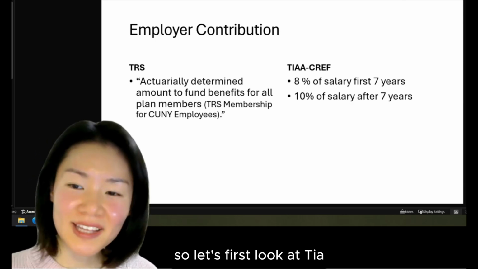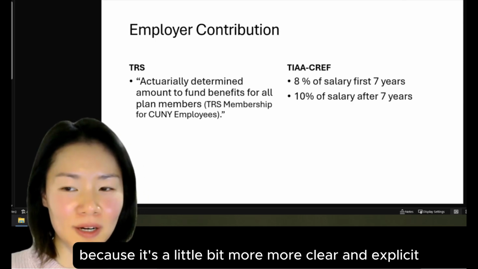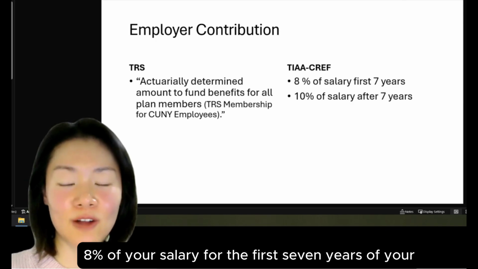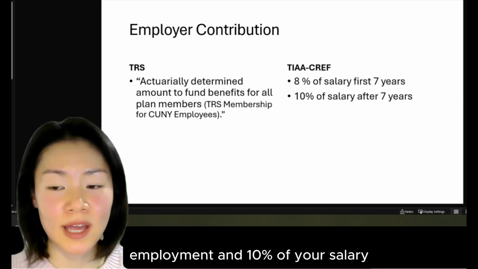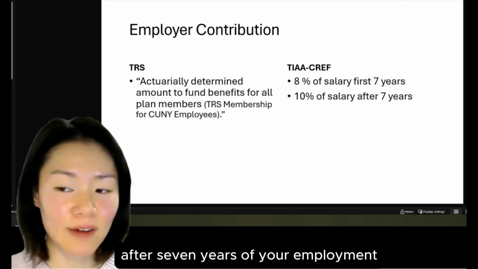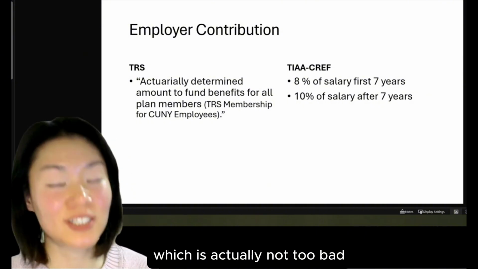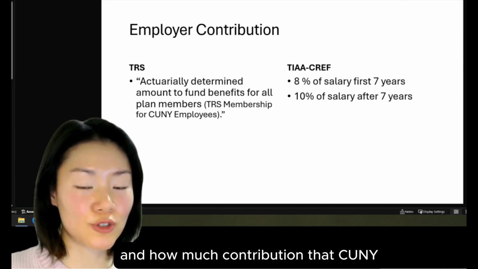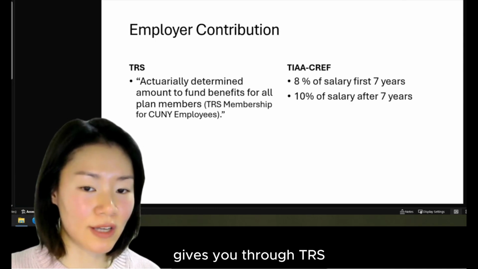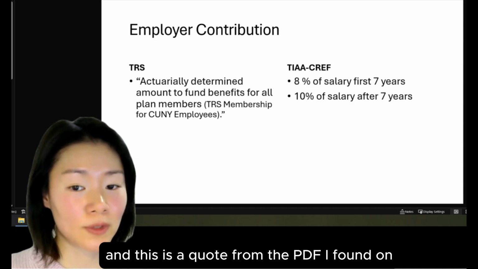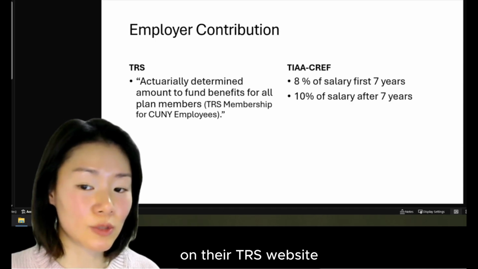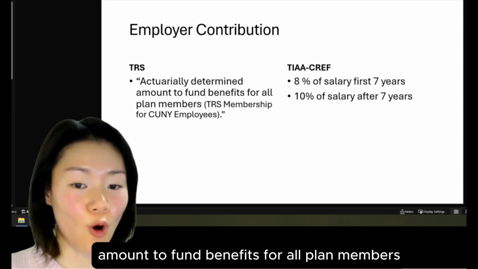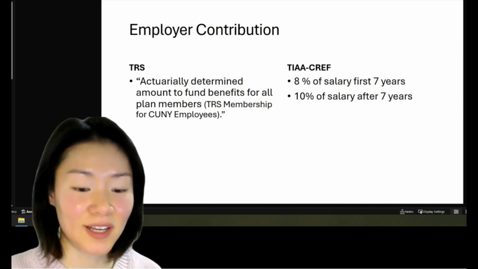Let's first look at TIAA because it's a little bit more clear and explicit. They give 8% of your salary for the first 7 years of your employment and 10% of your salary after 7 years of your employment, which is actually not too bad. And let's look at how much contribution CUNY gives you through TRS. This is a quote from the PDF I found on their TRS website: "Actuarially determined amount to fund benefits for all plan members." It's a little bit vague.